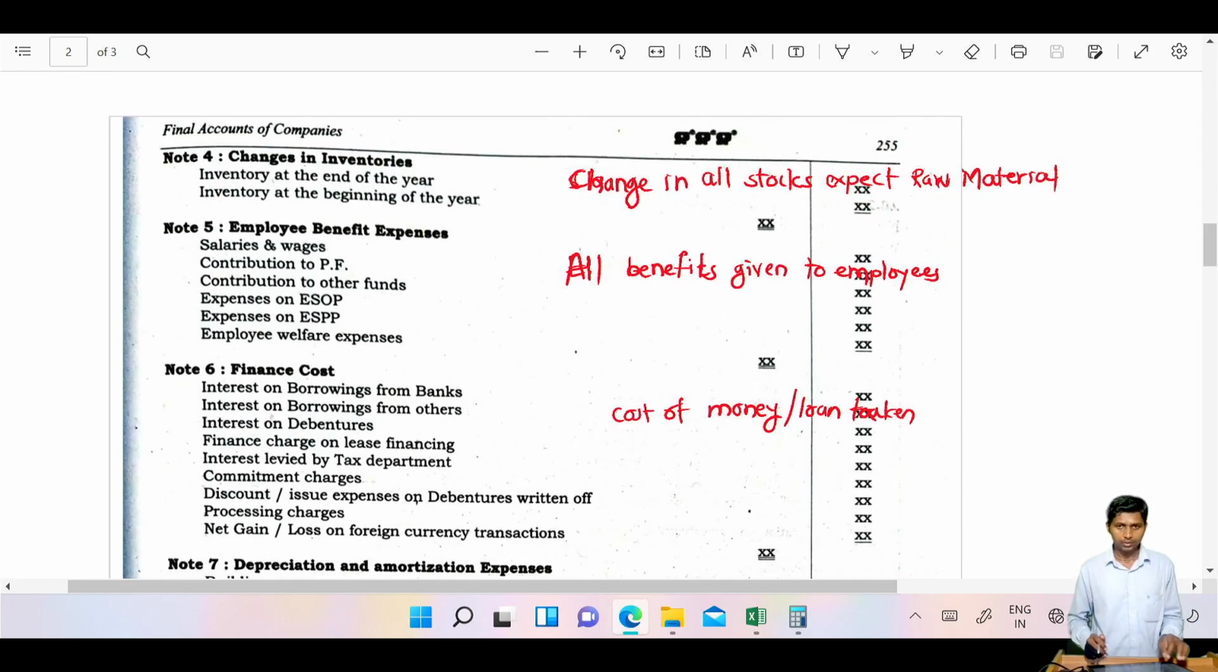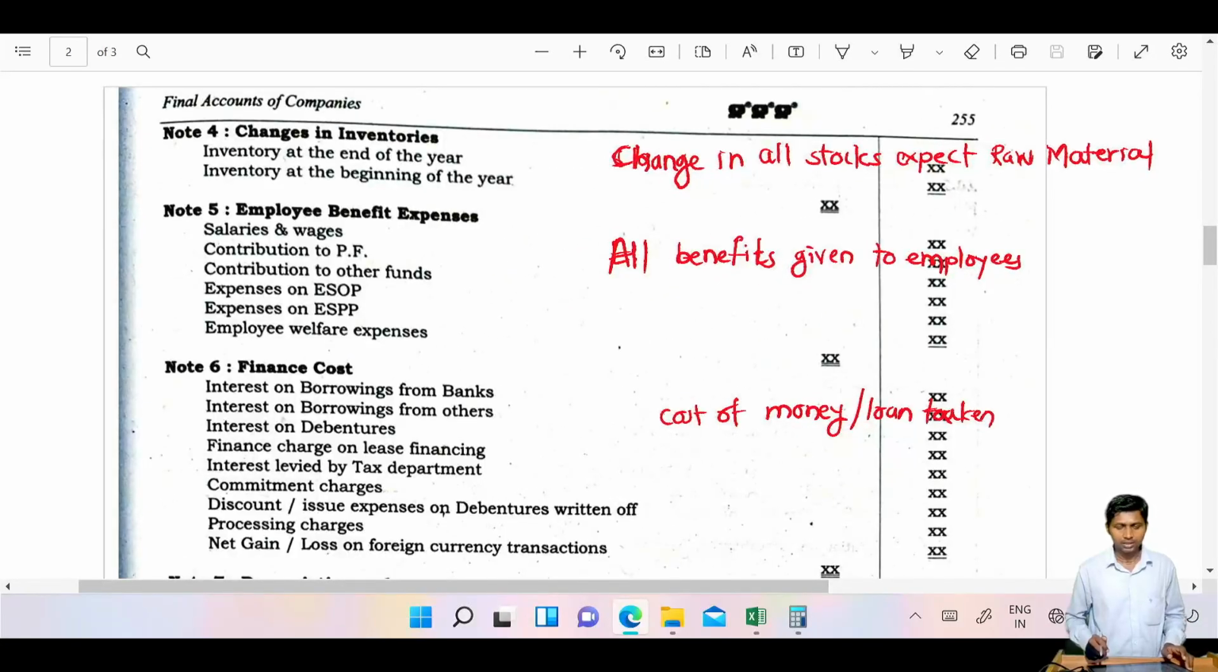Employee benefits: check here, their salary, wages, and contribution to provident fund, contribution to other funds for the benefit of employees, then expenses on employee stock option plan, then staff welfare expenses, then expenses on ESPP, the employee stock option based on the ESPP scheme.